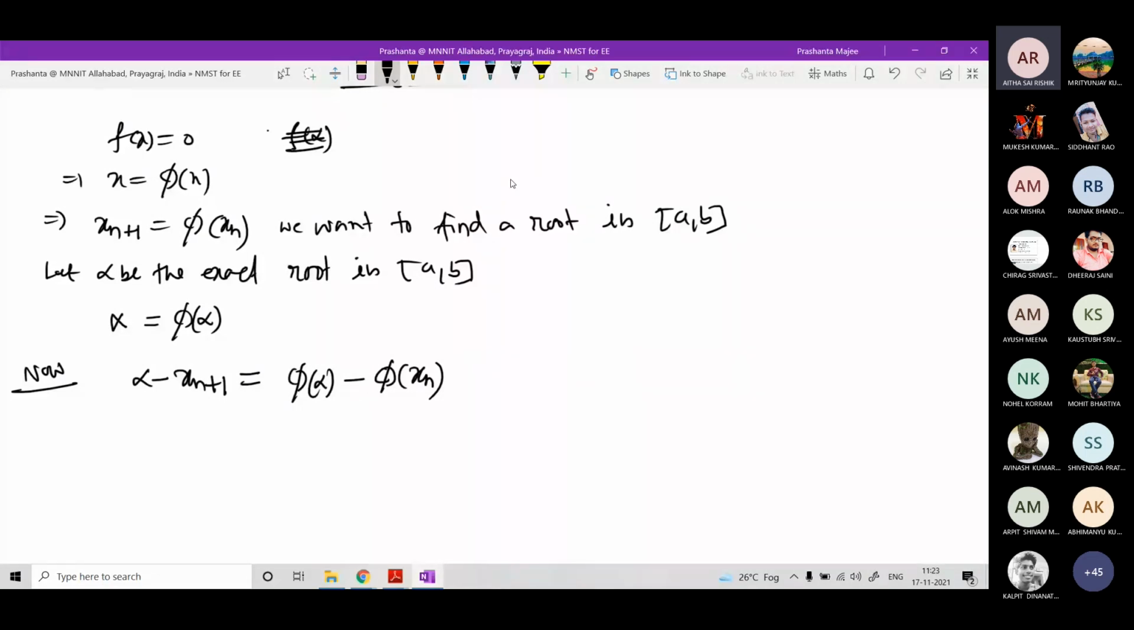So if the phi function is differentiable in the interval a comma b, then apply the Lagrange mean value theorem, and what will happen? What is the Lagrange mean value theorem? Phi alpha minus phi of xn will be equal to alpha minus xn into phi dash c1, where c1 will be a certain point in the open interval alpha to xn, is it not?